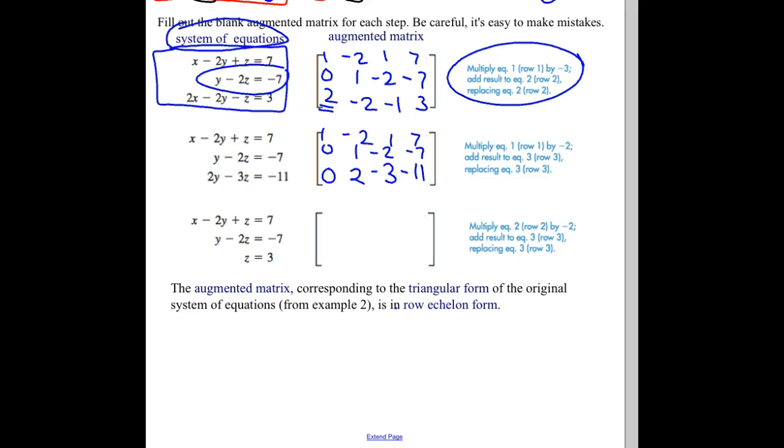Top row would be 1. Okay, middle one? Bottom? Okay.